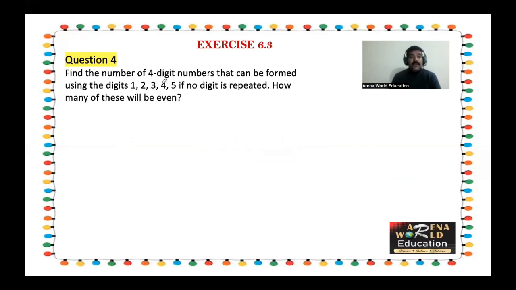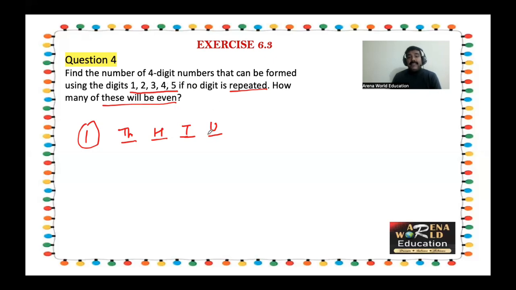So now question number 4: find the number of 4-digit numbers that can be formed using the digits 1, 2, 3, 4, 5 if no digit is repeated, repetition is not allowed, and how many of these will be even. So find the number of 4-digit numbers. Again, if we solve this question by the previous method, these are the 4 places, right? This is your unit digit, this is the tens digit, this is the hundreds digit, and this will be the thousands place, right?